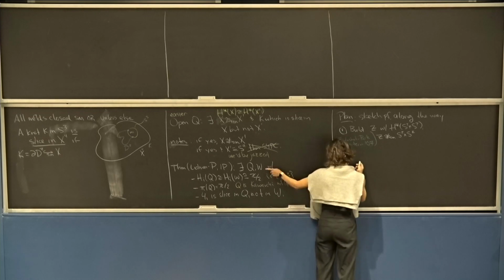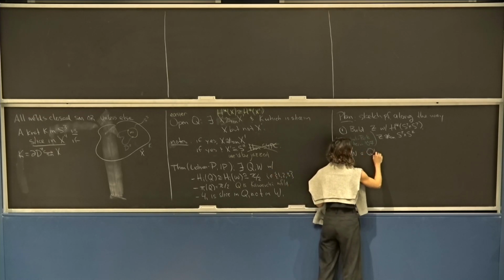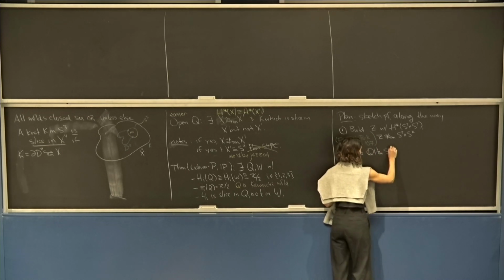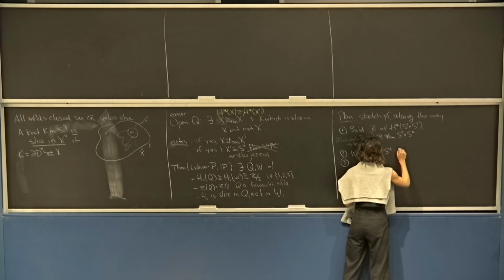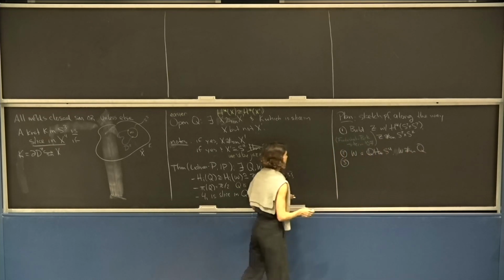Then we'll build these guys. So W, a rational homology ball, sphere, which is not this standard one. Going to need that to prove the theorem.